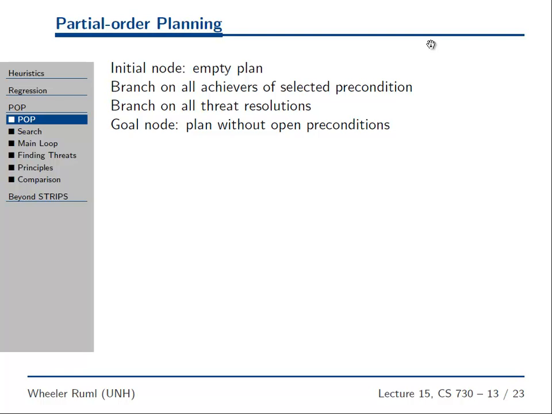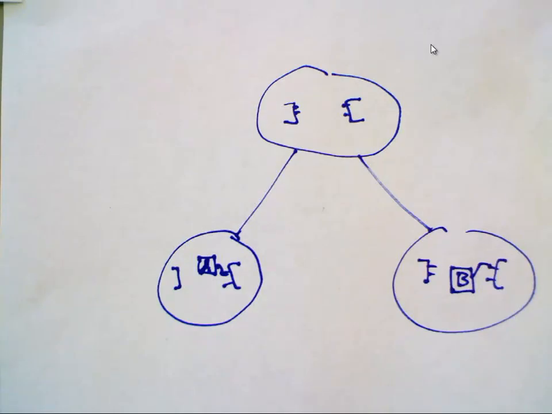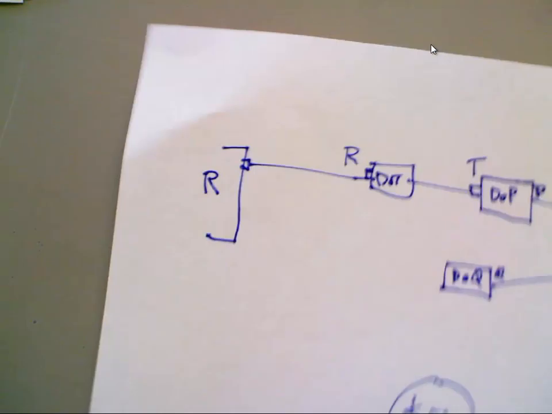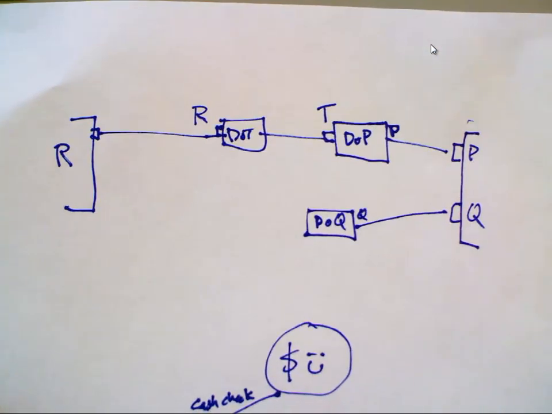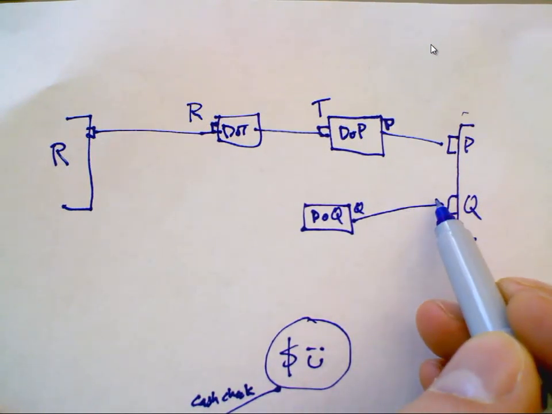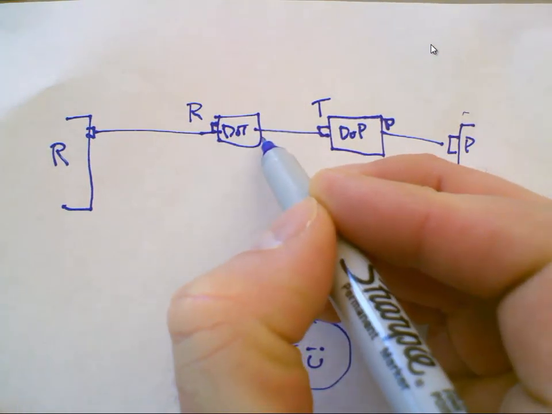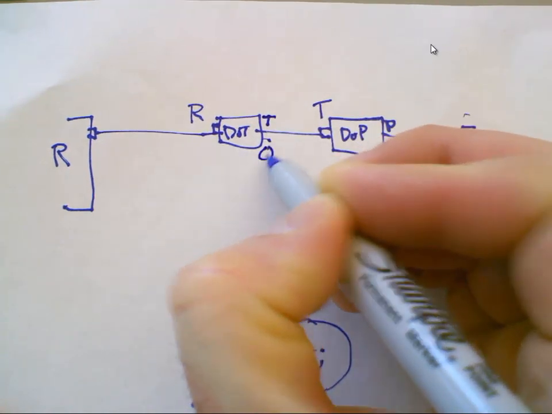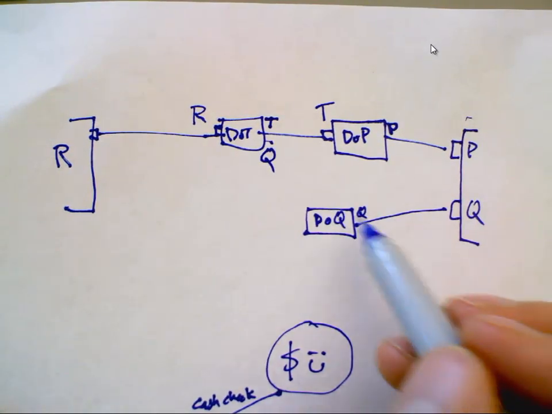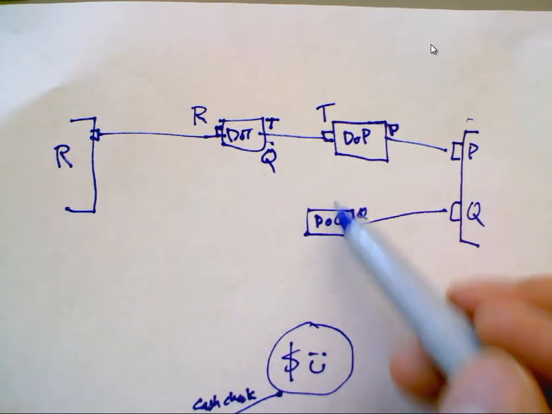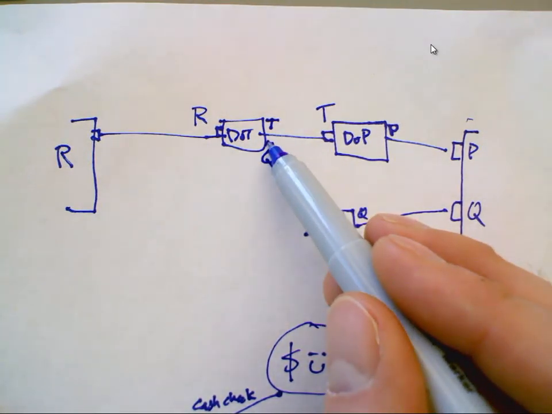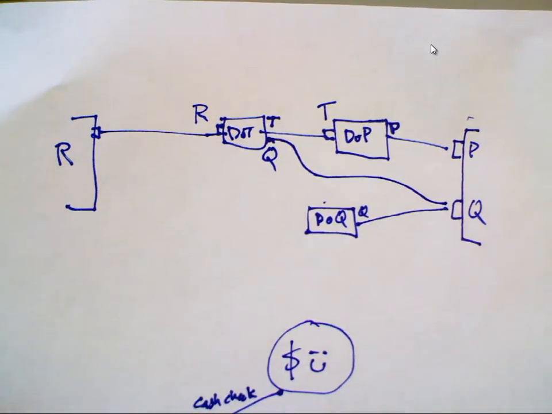Now, there could be many different actions that achieve a particular precondition that's open. Let's go back to our more elaborate example here. If I need to achieve Q, maybe do T, in addition to achieving T, also achieves Q. So one branch in the search space might not be inserting an action. It might be just selecting that action and making Q happen, saying, okay, do T is going to be responsible for achieving Q.